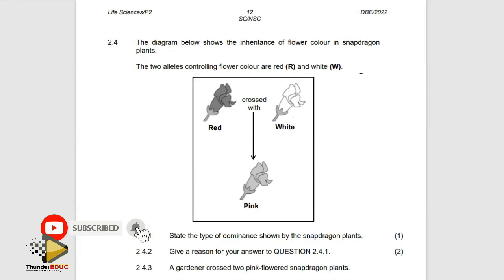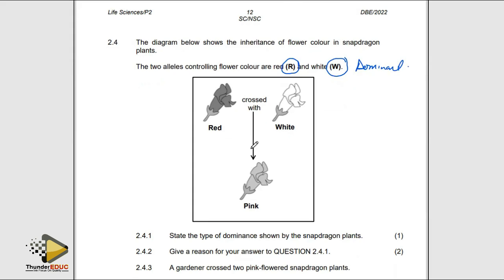It means that because the two alleles are capital letters, this is a capital letter and this is also a capital letter, both of them are dominant. So if both of them are dominant, here it's showing us that you have a dominant red crossing with white, and it gives you pink. When you have red and you have white, we produce pink.